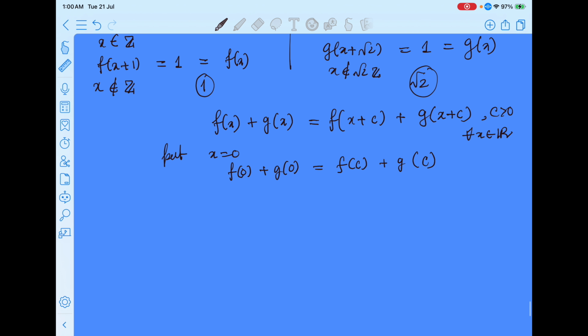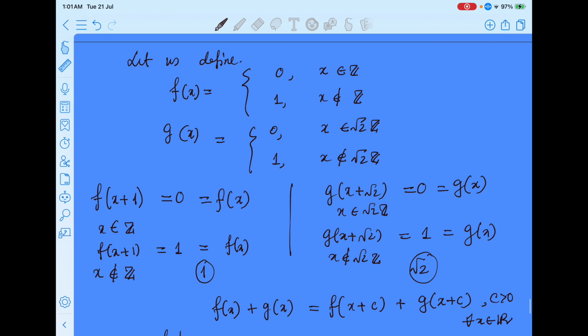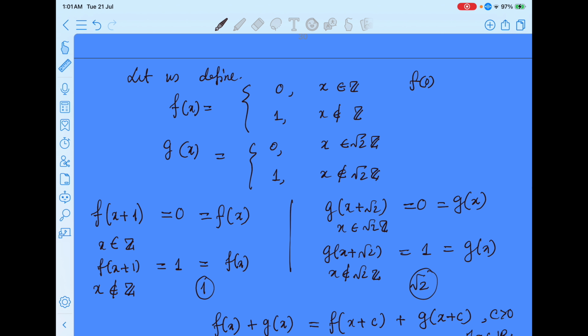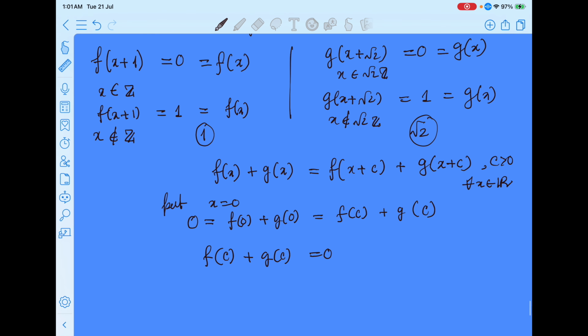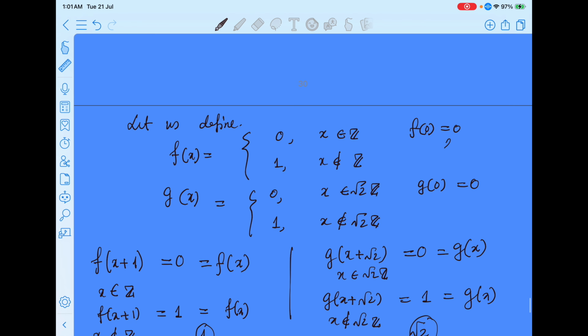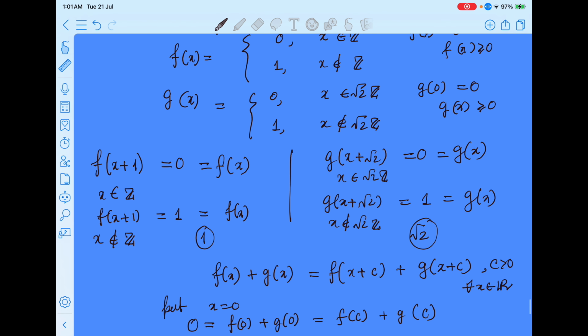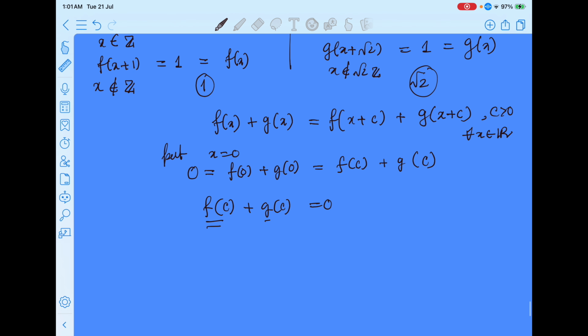Now what is the value of f of 0? So f of 0 is 0, g of 0 is 0, right? So f of c plus g of c is 0. Okay. So now look at that, f of x is greater than or equal to 0 always, and g of x is also greater than or equal to 0 always. So these are positive functions, and their sum is 0, which implies f of c equal to 0 and g of c equal to 0.